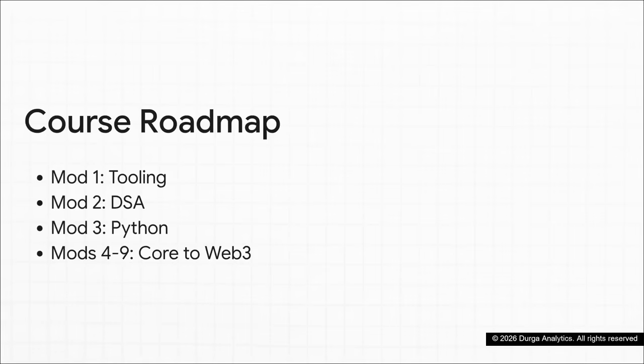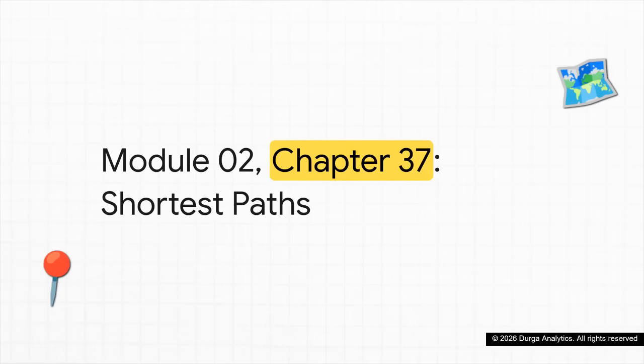It takes you all the way from developer tooling and foundations, right through the core languages, and eventually up to full-stack web, enterprise architecture, and even a blockchain specialization. But right now, you are here. We're zooming directly into Module 2, Data Structures and Algorithms, and specifically Chapter 37 on Shortest Paths. This chapter is absolutely crucial because it actually ties several of our earlier threads together into one of the most useful algorithms in all of computing.